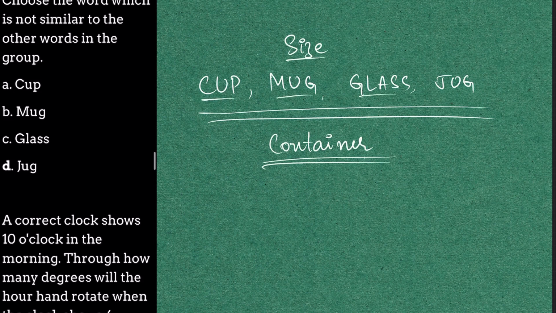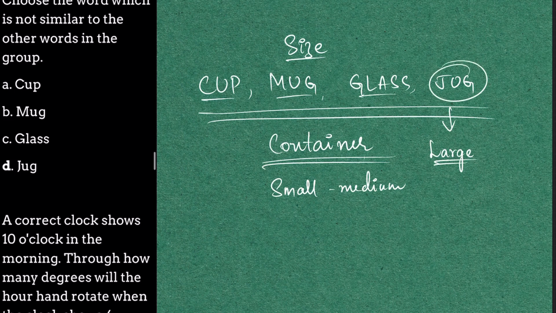Cup, mug and glass, they are all containers of small to medium size, whereas jug is a large container. So that is the only thing which is separating jug from the rest. So therefore jug would be the odd man out.